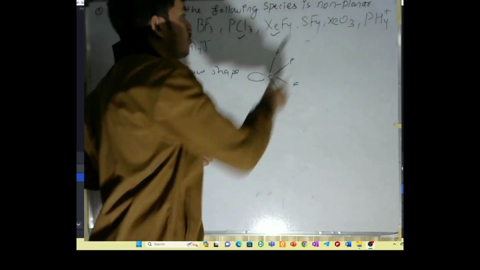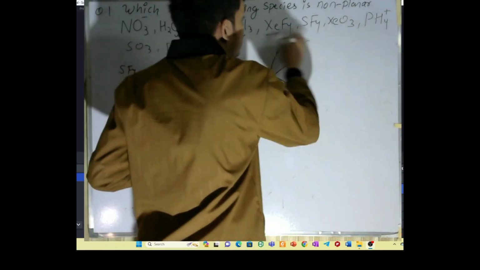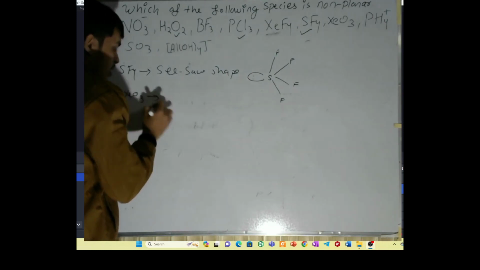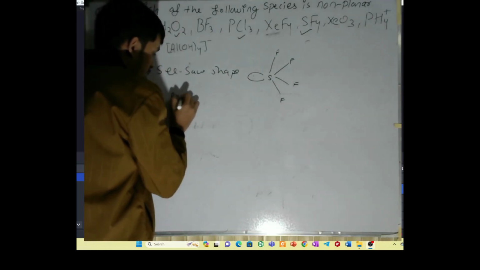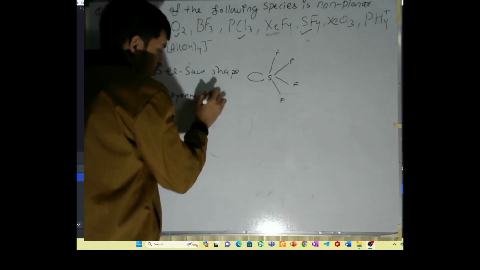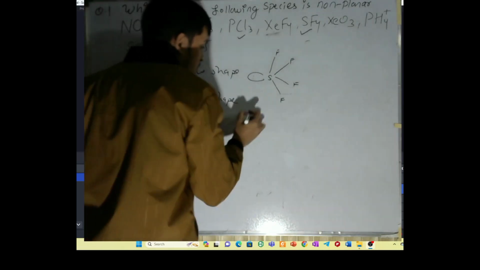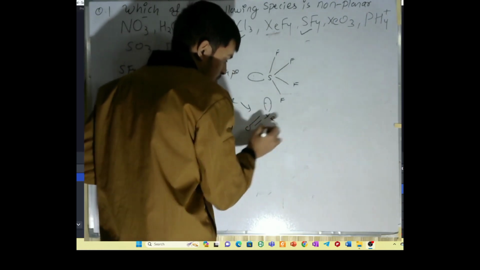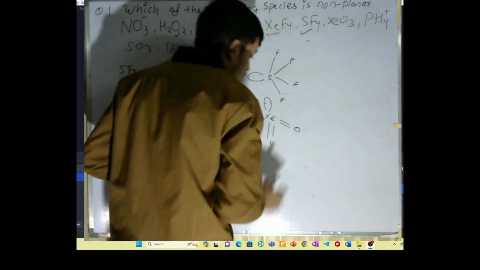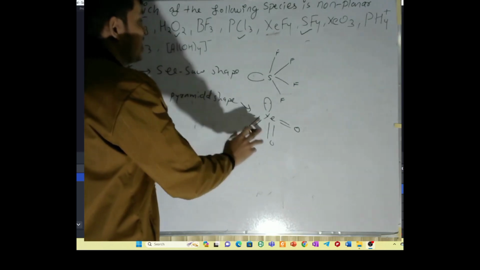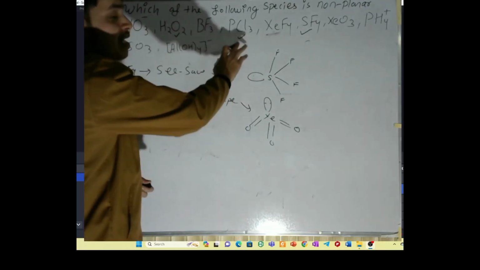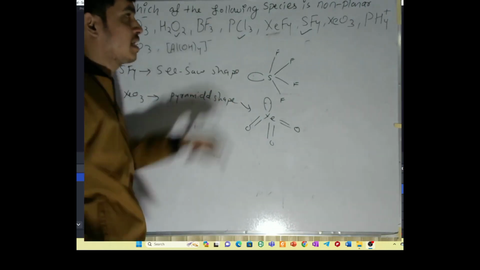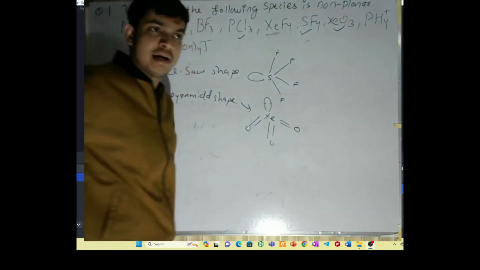Okay, let's move to XeO3. XeO3 is again a pyramidal shape. Its structure is the same as PCl3. So if PCl3 is a non-planar structure, then this is also a non-planar structure.